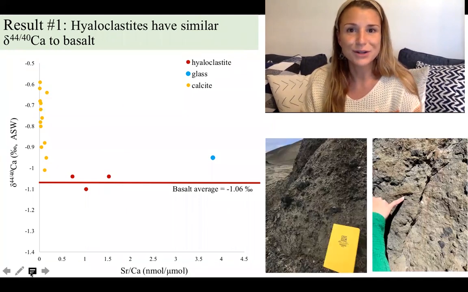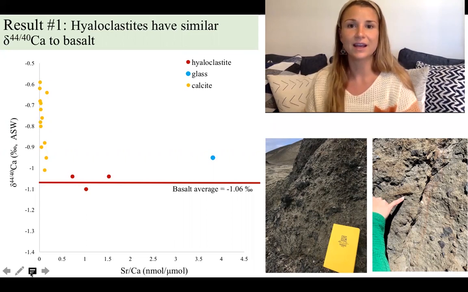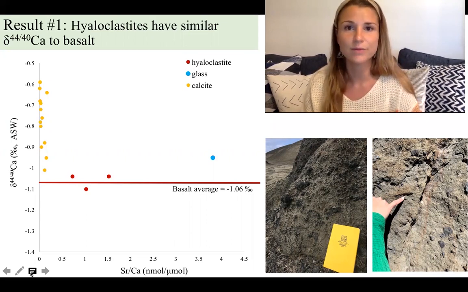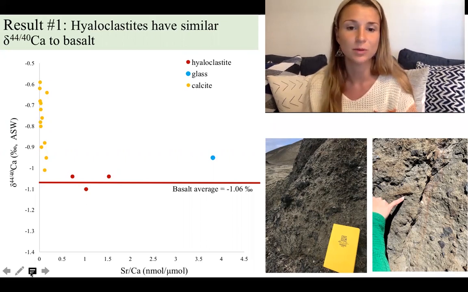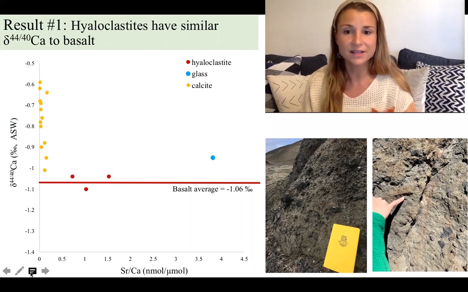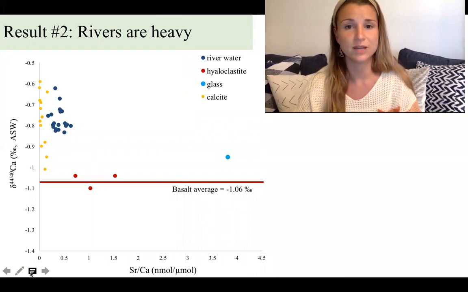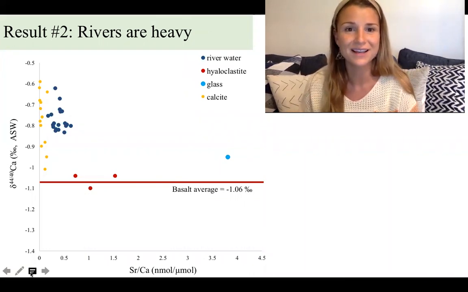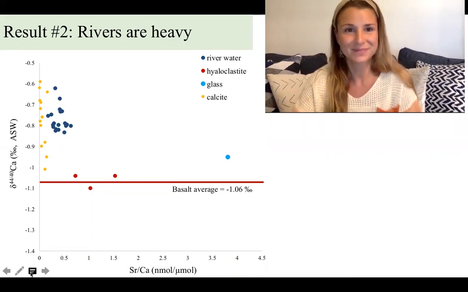So the first result I want to share with you is that hyaloclastites, which are a glassy volcanic breccia, as shown in these pictures, formed during subglacial eruptions, have similar calcium isotope compositions to bulk basalt. So if all of this calcium was just directly dissolving into rivers and sequestering carbon, we would expect that rivers would plot somewhere along this red line, but they actually don't. They plot really high above the red line. And I'm interested to know why this is.